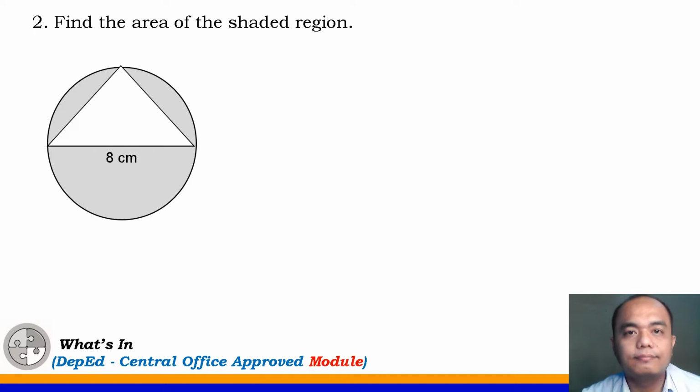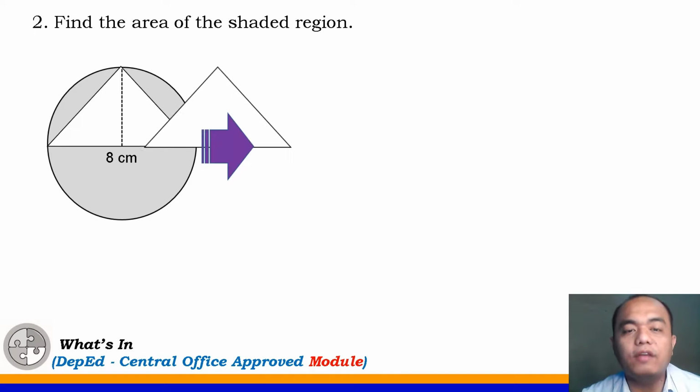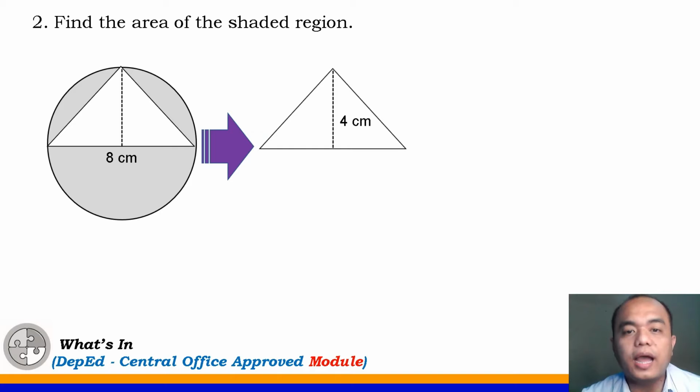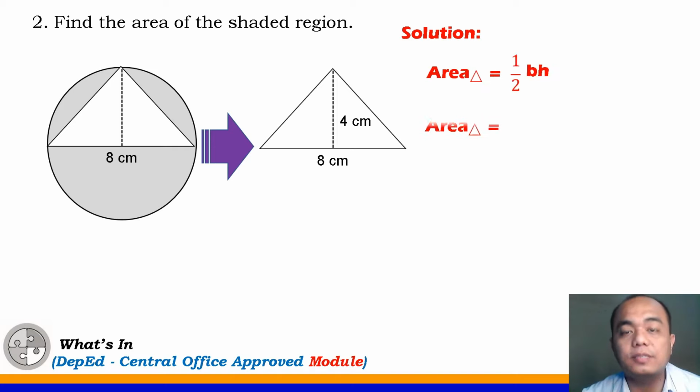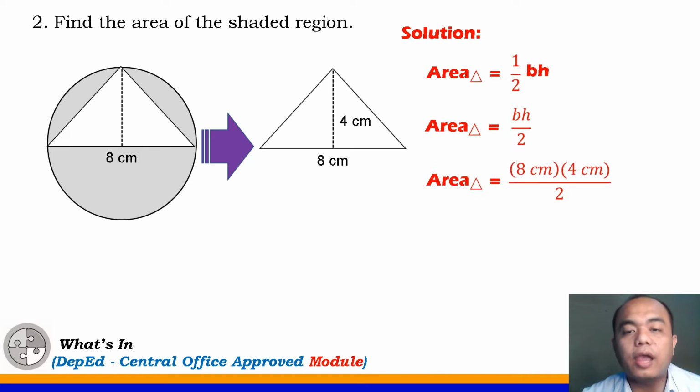Okay? Okay, this time, let's solve for the area of our triangle here with a height of 4 cm and with a base of 8 centimeters. We'll have the formula of 1/2 times base times height or base times height divided by 2. So the area here is 8 times 4 divided by 2. And then we have 32 square centimeter divided by 2 or 16 square centimeters. So this is now the area of our triangle here.